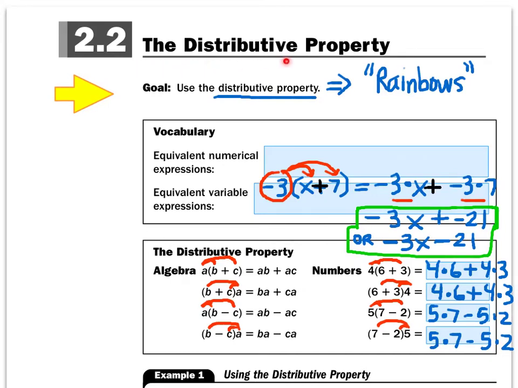Hi, let's talk about the distributive property today. My students always like to call the distributive property the rainbows, and I'll show you why in just a second. Let me jump down here to where it says equivalent variable expressions.